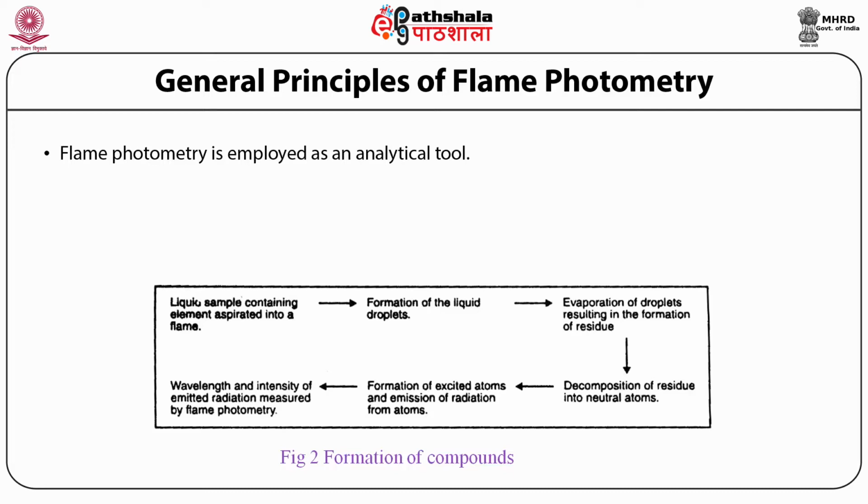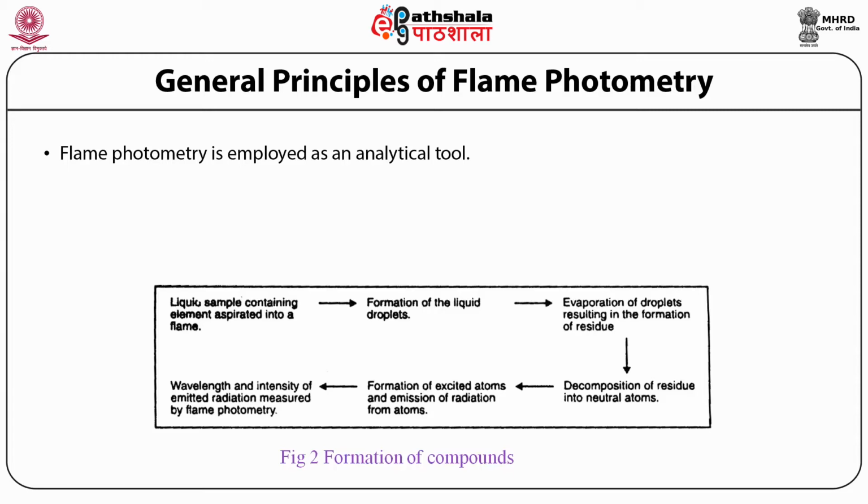The following is a concise description of the sequence of events that normally occurs in flame photometry. In this graphical representation, the liquid sample containing elements is aspirated into a flame, which converts it into liquid droplets. Then the evaporation of the droplets results in the formation of a residue, and the decomposition of the residue produces neutral atoms and excited atoms, and the emission of radiation from the atoms also results.